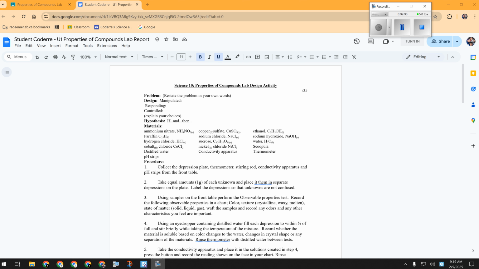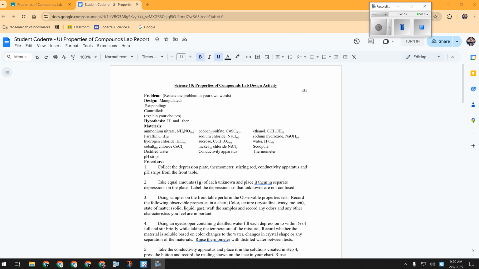That would be things like color, texture, state, odor, anything else that you can determine just by being in its presence, except taste. Once you've done that, you'll do a solubility test. You'll add some water to that material and see if it dissolves. Once you've done the solubility test, you will test the solution for its conductivity. So you'll run the conductivity test. And the last thing you'll test is the pH.